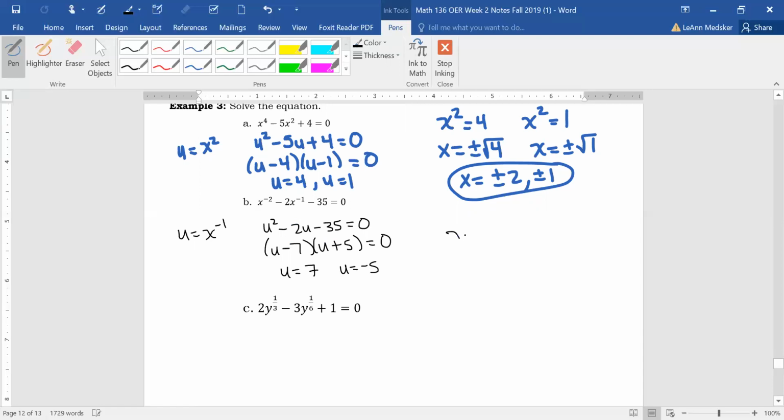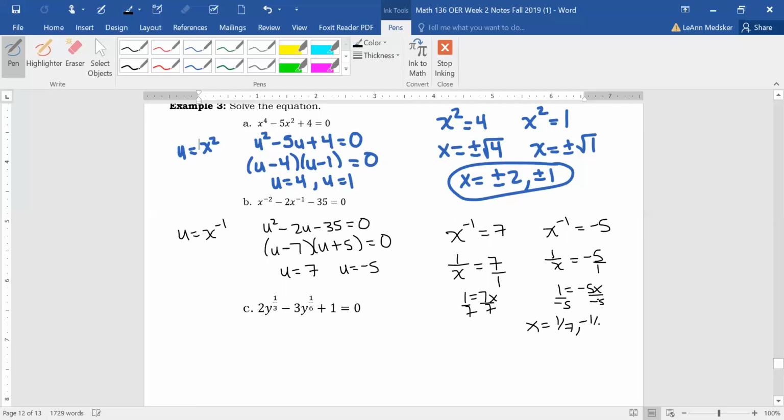Then we have to do our back substitution. X to the negative 1 equals 7. X to the negative 1 equals negative 5. Remember, x to the negative 1 really is a problem with our exponent. It should be rewritten as 1 over x equals 7 and 1 over x equals negative 5. We want to solve for just x, though. So think about this as a proportion, and we can cross multiply. So I get 1 equals 7x, 1 equals negative 5x, divide by 7. And essentially, we're just getting the reciprocals. So x equals 1/7 and negative 1/5. Okay?